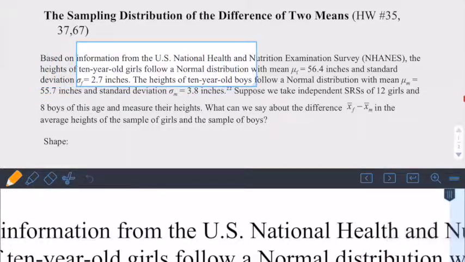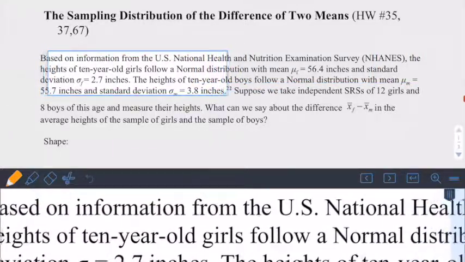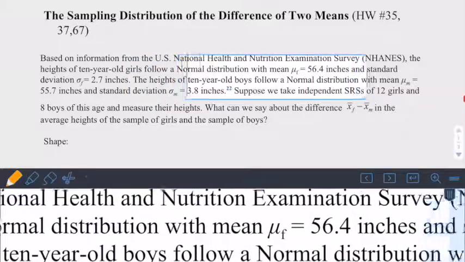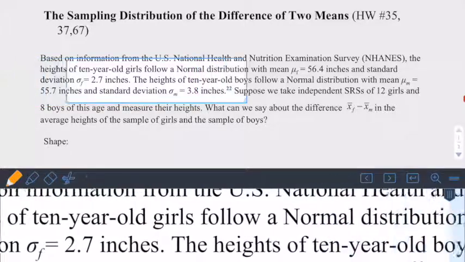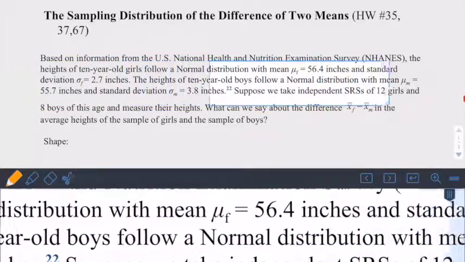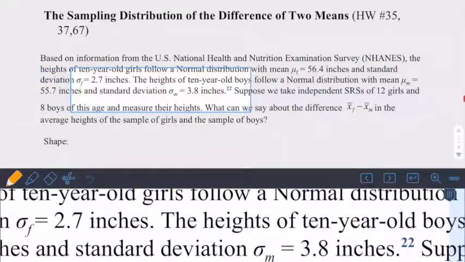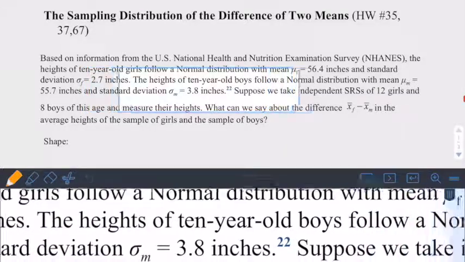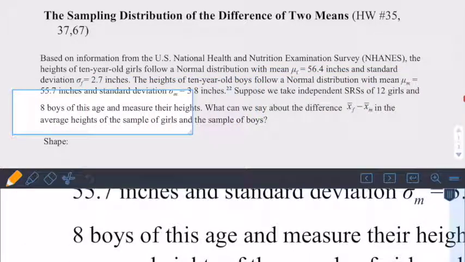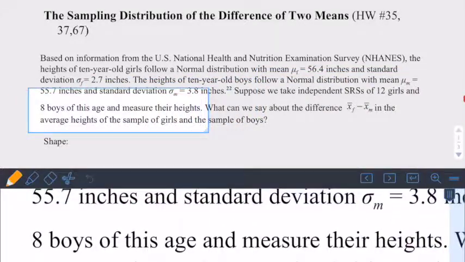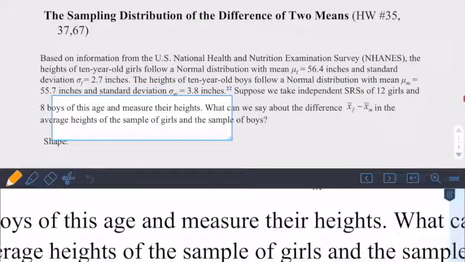Based on information from the U.S. National Health and Nutrition Examination Survey, the heights of 10-year-old girls follows a normal distribution with a mean of 56.4 inches and a standard deviation of 2.7 inches. The heights of 10-year-old boys follows a normal distribution with a mean mu of 55.7 inches and a standard deviation of 3.8 inches. Suppose we take independent, simple random samples of 12 girls and 8 boys of this age and measure their heights. What can we say about the difference in the average heights of the sample of girls and the sample of boys?